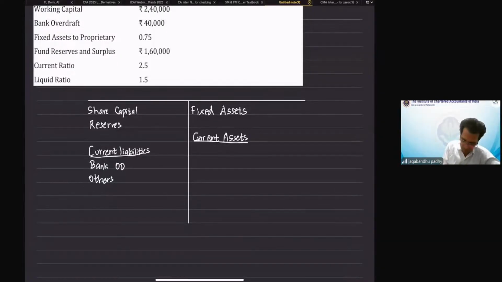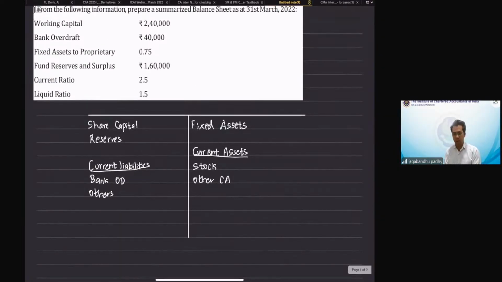In the current assets, since we are using this liquid ratio, in liquid ratio we are going to remove the stock. So somewhere or the other, we'll be able to calculate the value of the stock. Then we will say other current assets. Let me just write down the amounts. The reserves and surplus is given as 1,60,000, and bank OD is 40,000. We don't have any other information. Balance sheet can be prepared in T format or even in the vertical format. Both ways are acceptable, and that's fine.